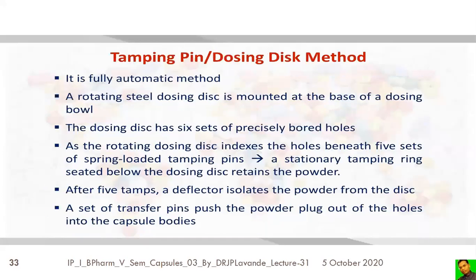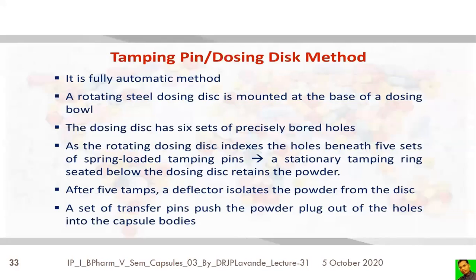The third method by which the capsule is going to be filled is the tamping pin or the dosing disc method. Now it is the fully automated method. A rotating steel dosing disc is mounted at the base of a dosing bowl. The dosing disc has 6 sets of precisely bored holes.